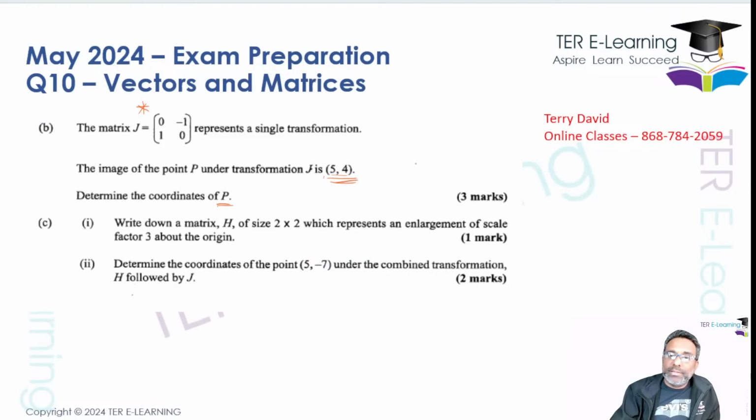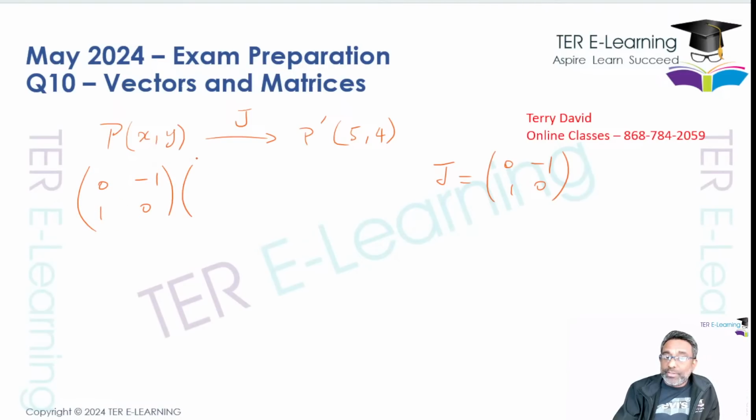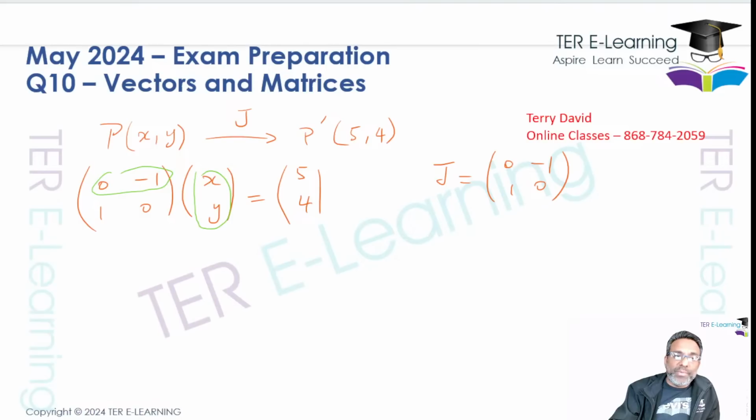So what we would normally do if we have to perform a transformation on a point is take the matrix, which in this case is 0 minus 1, 1, 0, and multiply it by our original point, or object point, which we're going to call xy. We don't know what it is. That is going to equal our image point, which is 5, 4. So we need to figure out what x and y are. We're going to do a matrix multiplication here. For those of you who forgot, whenever you're multiplying two matrices, it's always row multiplied by column. So when we multiply that row by that column, we get 0 times x, which gives me 0.